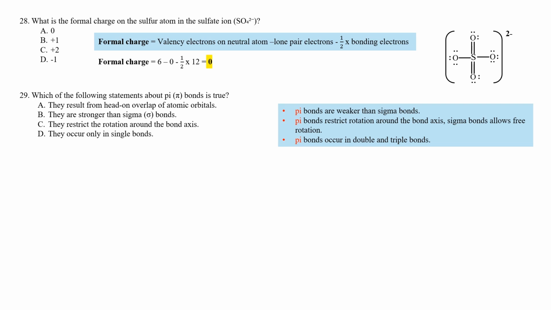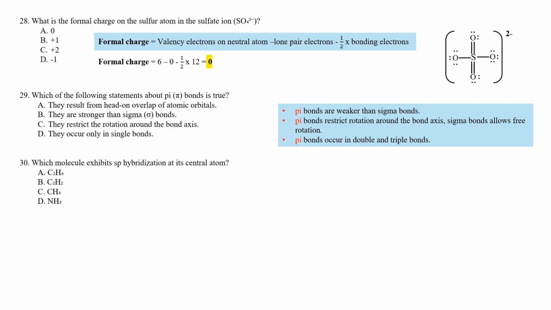Pi bonds are weaker than sigma bonds. The reason is pi bonds arise by sideway overlap of the p orbitals. And pi bonds restrict rotation around the bond axis. But sigma bonds allow free rotation along the bond axis. Pi bonds occur in double and triple bonds.